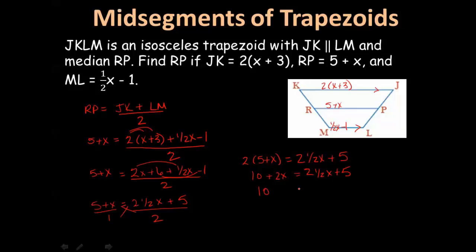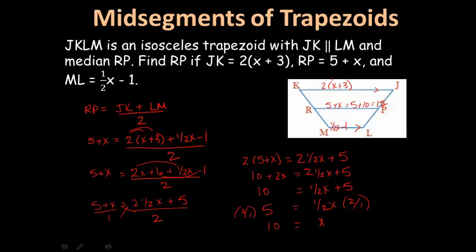Subtract 2x from both sides. I got 1/2 x plus 5. I'm going to subtract 5 from both sides. And now, oh no, what are we going to do? I got a half. Just multiply both sides by the reciprocal. That's all you got to do. So I've got 10 equals x. So if I'm going to find RP, I just plug in 10 and RP equals 15.